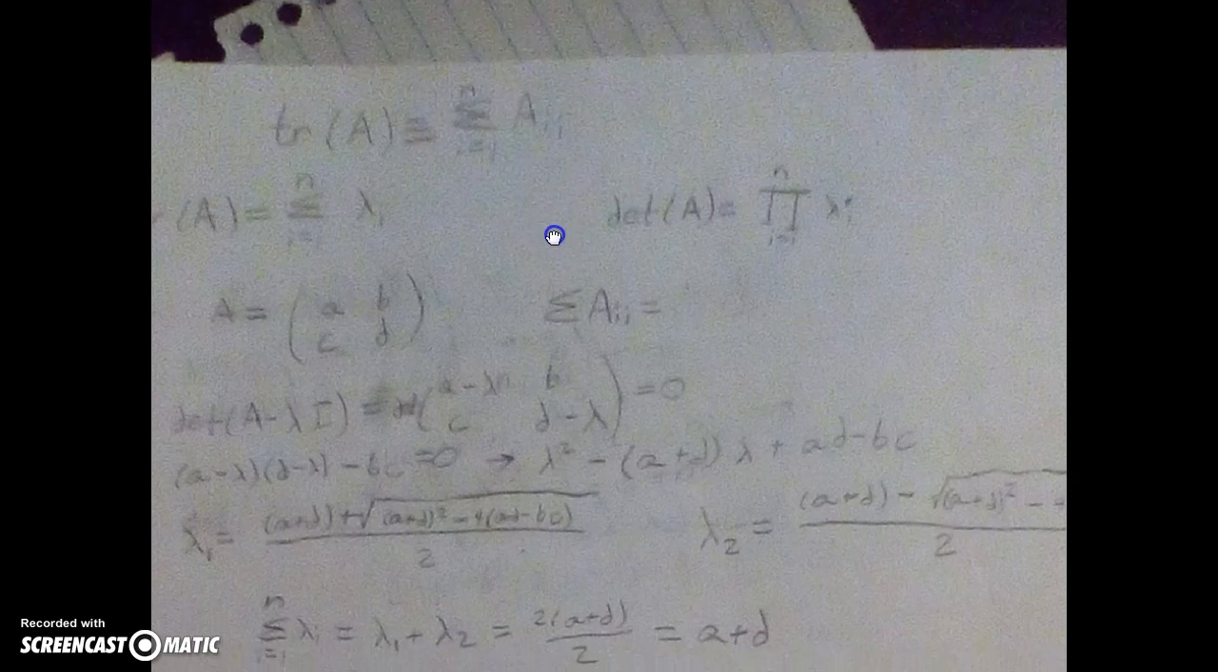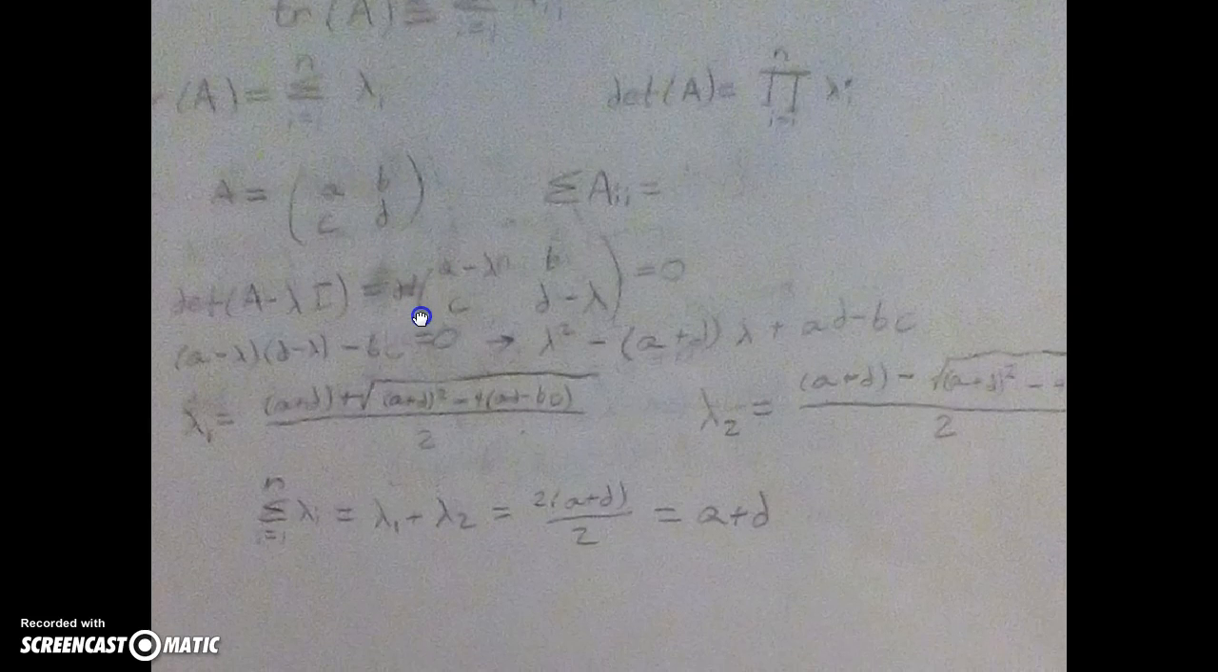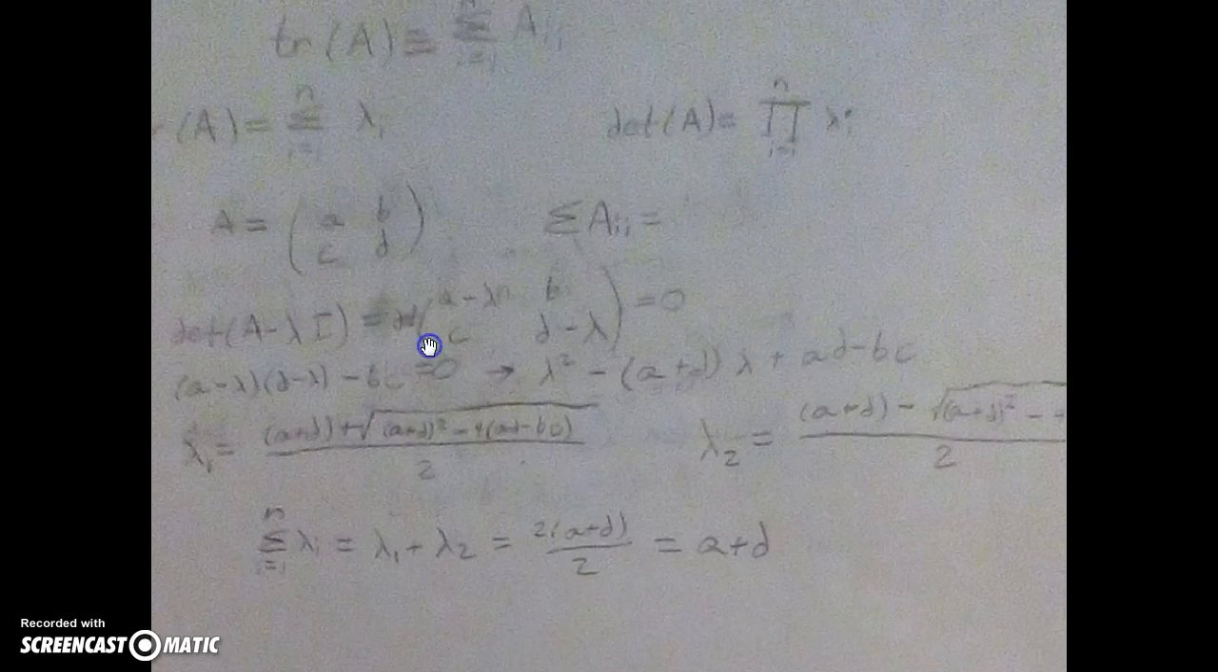So here I defined my matrix A as A, B, C, D. And then the trace of A, which is the sum of the diagonals, is just going to be A plus D. And so the next part, I wanted to find the eigenvalues.